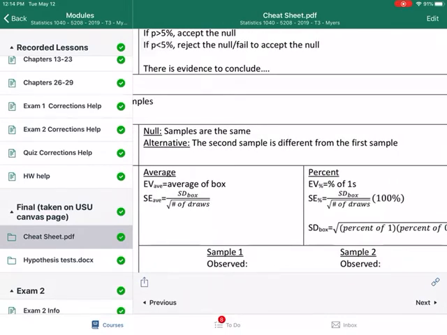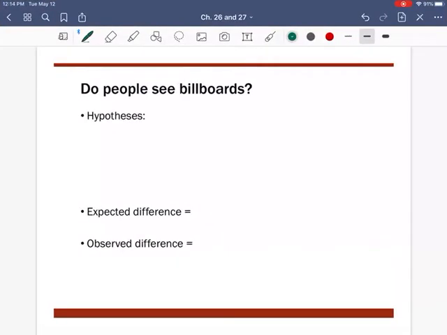Okay, our hypotheses for a 2-sample z-test: the null is that the samples are the same. The alternative is the second sample is different from the first sample. So our null is going to be the samples are the same, or billboards are not effective.